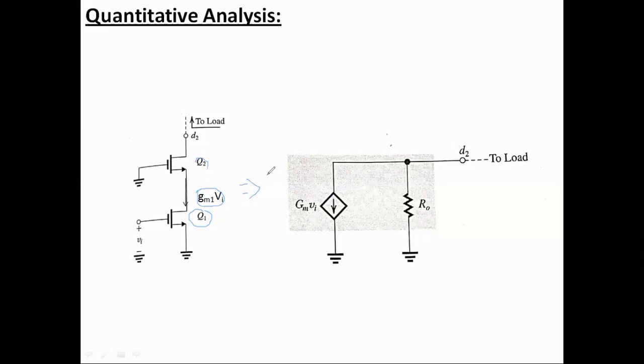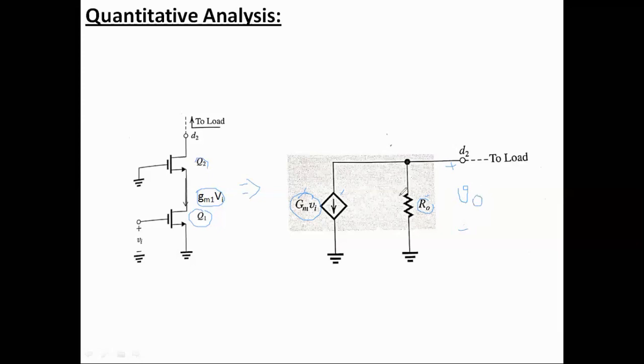Output is current, input is voltage, so on the input side I am going to represent one current source, that is Gm into VI, where Gm is the short circuit transconductance and VI is the input voltage. This is a current source. If any current source is there, it will have a resistance in parallel, that is R0. The output voltage will be dropped across this R0, so that we can calculate V0.